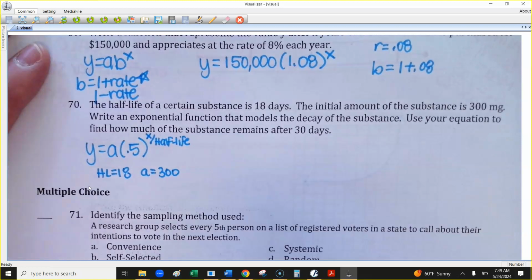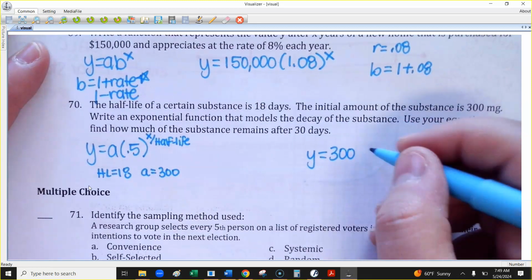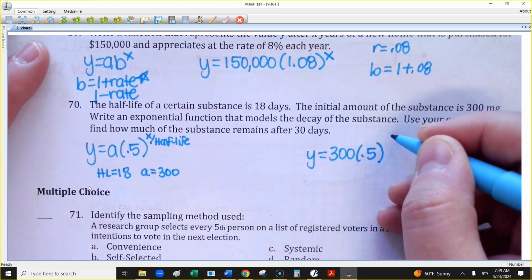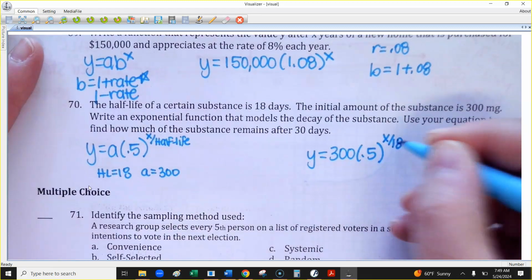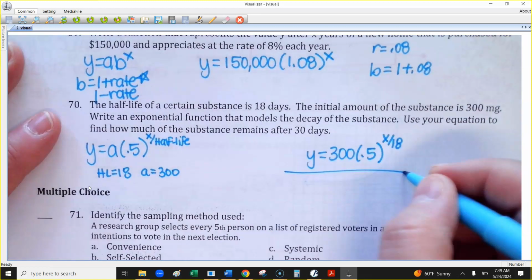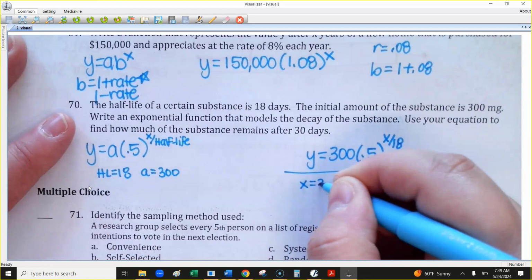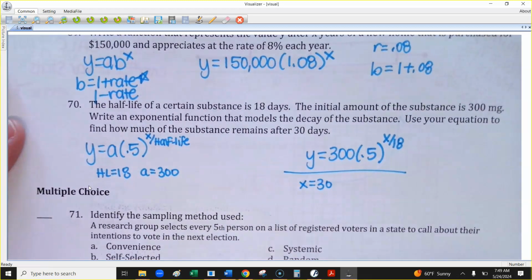Okay, so just a general function. We're starting out with 300 milligrams, a half, because we're doing half-life. It would be x over 18 would be a general function for that. If you want to find out how much remains after 30 days, all you're going to do is sub in 30 for x and just grab your calculator.